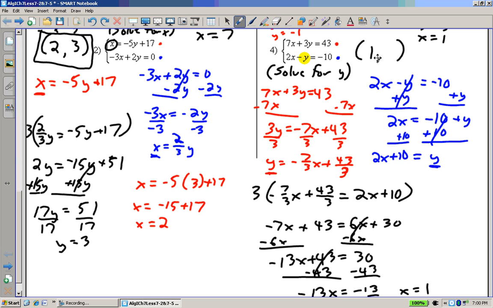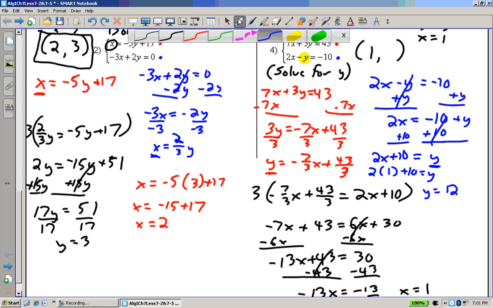So the x-coordinate is 1. Now we need to plug it in. Now if you look at the red, that's going to be a little difficult to work with. It doesn't matter which one we plug into. So this time I'm going to choose blue, because if I plug in x for blue, this looks a little easier to deal with. So 2 times 1 plus 10 equals y. 2 times 1 is 2, plus 10 is 12. And there's my solution.